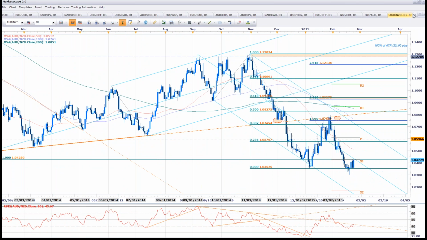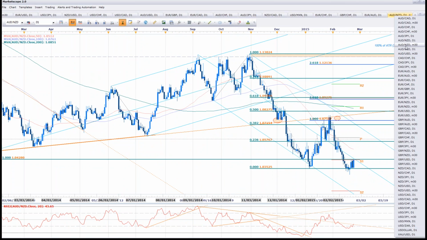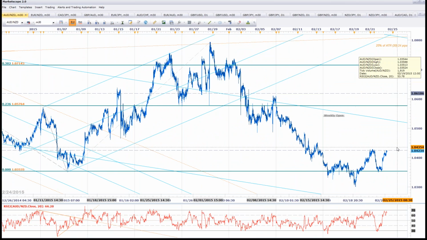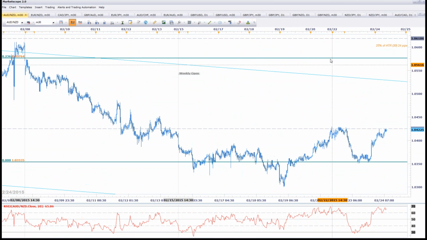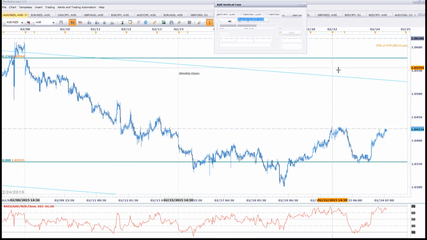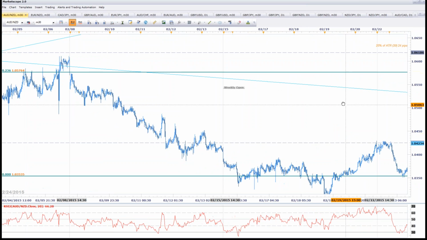Let me check, see what the near-term chart looks like for Aussie Kiwi. Okay, here is your opening for the week. Guys, I'm sorry about that hammering you hear in the background. Still some construction going on. Okay, so that's your weekly open.